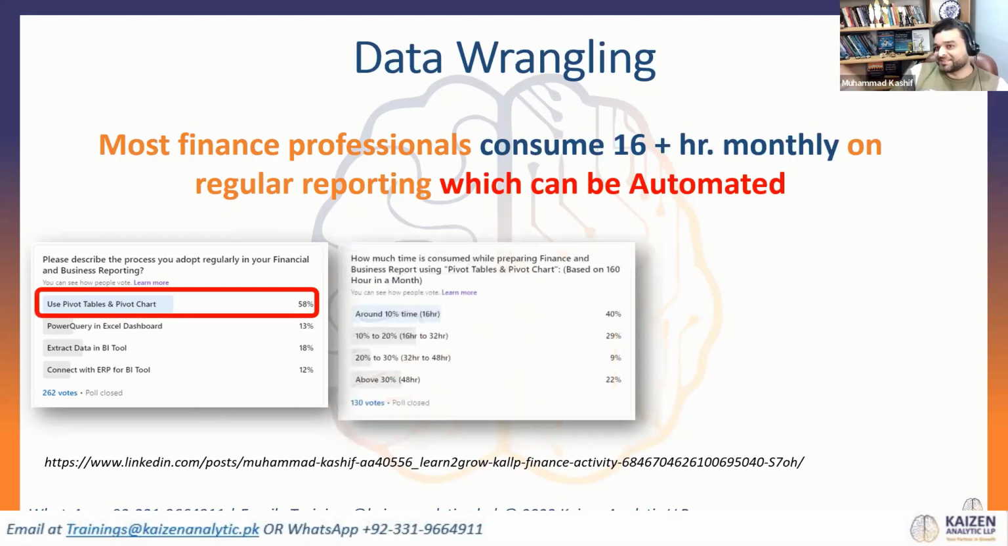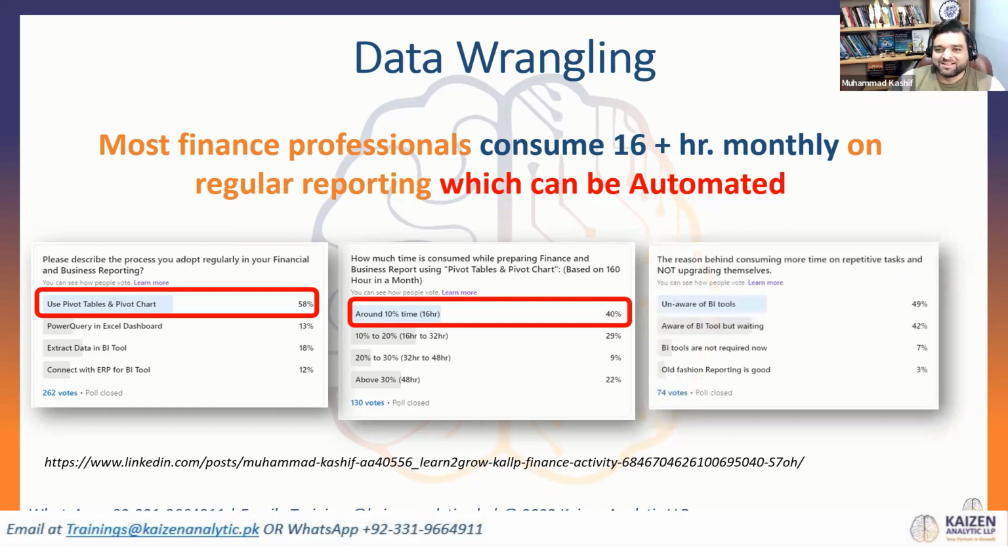Then in the second series, I asked them how much time they consume while preparing financial and business reports using pivot tables and pivot charts, based on 16 hours. Right, so I've given a certain time limit. It was around 10% of the time, so 16 hours, and 40% of the participants agreed to that. Then in the same series, the reason behind using more time on repetitive tasks and not upgrading themselves: close to 50% answered that they are unaware of the factor.